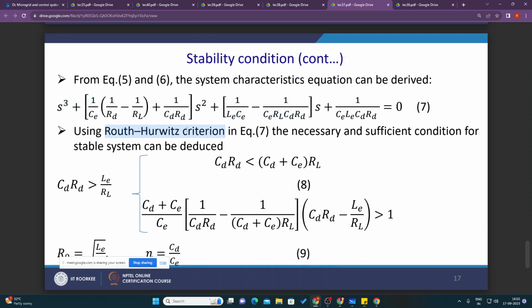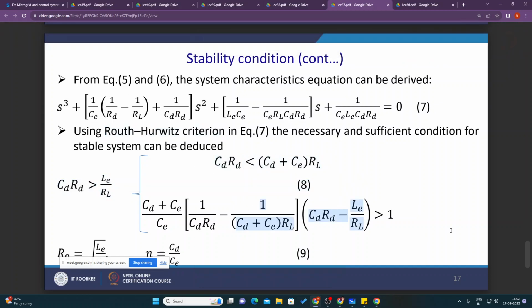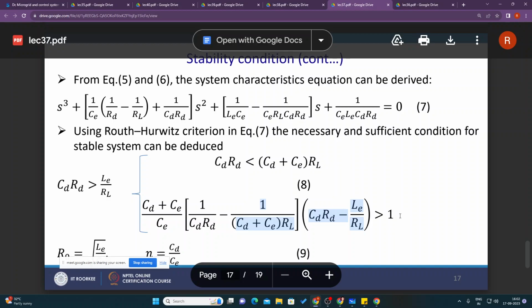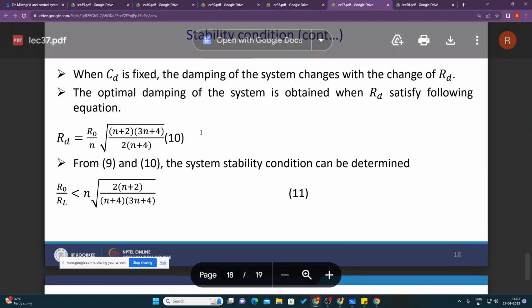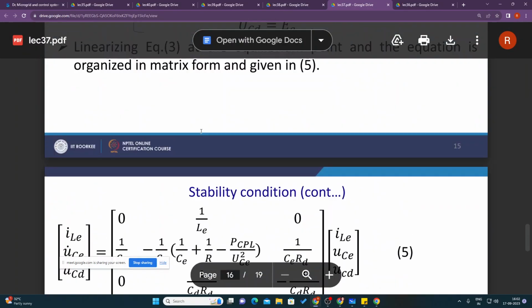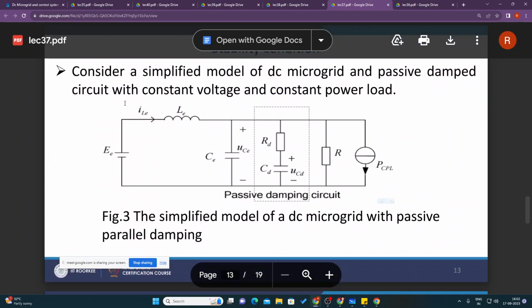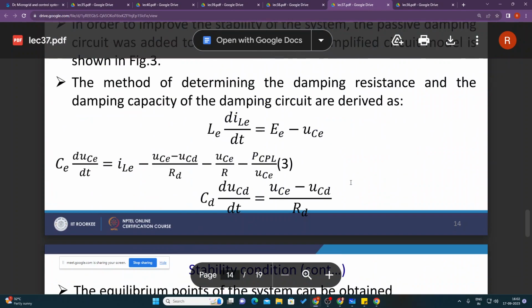Routh-Hurwitz criterion. You know Routh-Hurwitz, right? Yes. Through the Routh-Hurwitz criterion you can find these expressions. It's the same way. That was second order, so we could do it directly. In a third order system you need to go through the Routh-Hurwitz criterion, and you can find the expressions. That's it. Nothing else is there. Same analysis, for this circuit only.